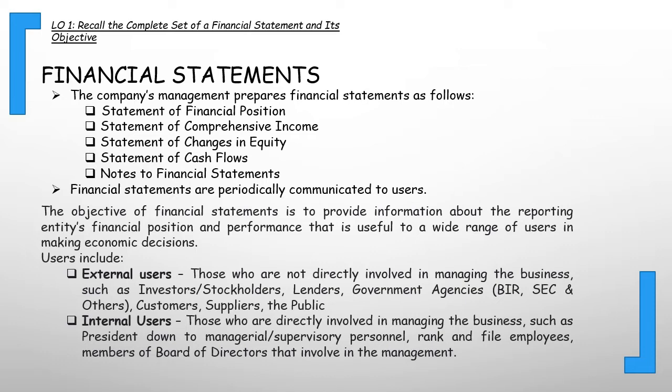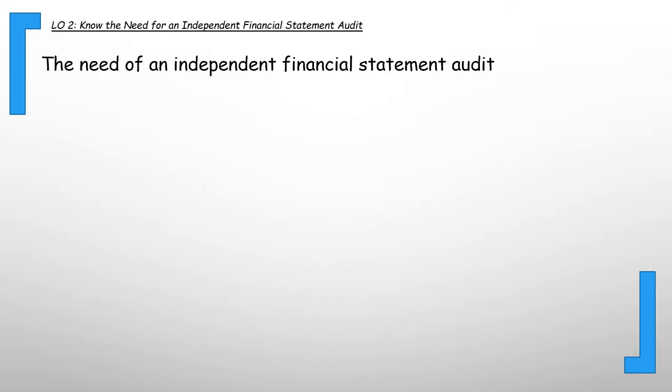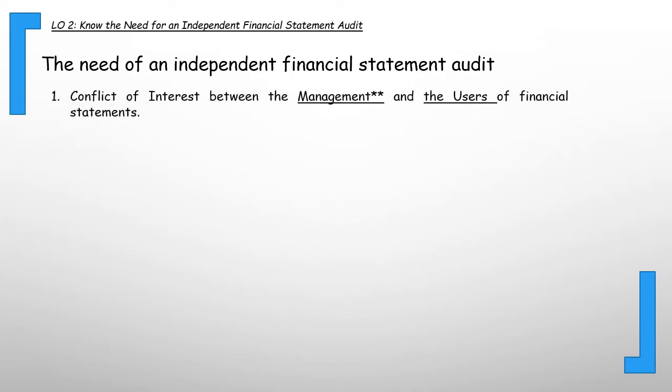Next is the need of an independent financial statement audit. Bakit ba nga natin kailangan? Di ba? So, una, conflict of interest between the management and the user of financial statements. Di ba? So, meron silang separate interests or objectives.